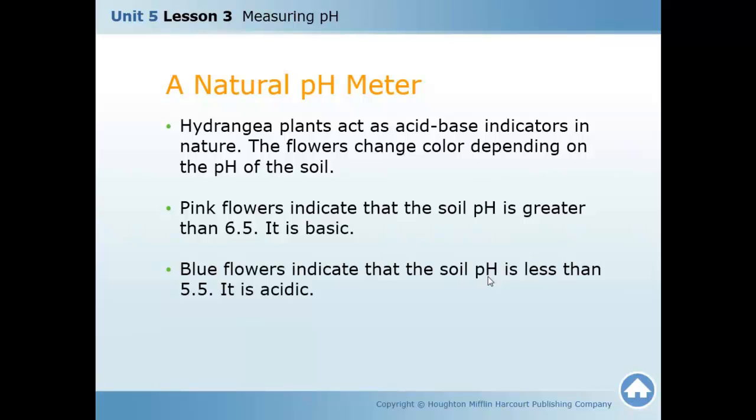Okay, and in the last part we talked about the natural pH meter, how to know the acidity and the basicity of the soil according to the color of the flowers. Okay, that's all. Thank you.